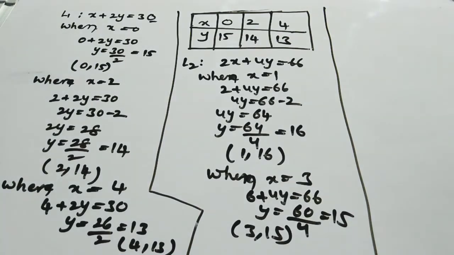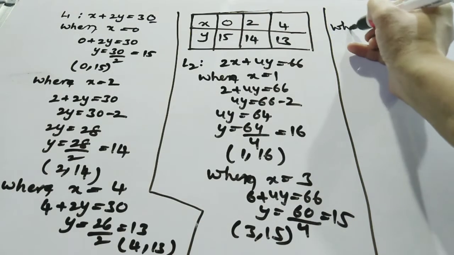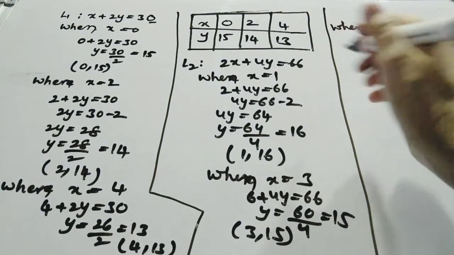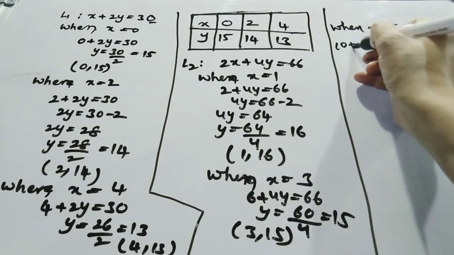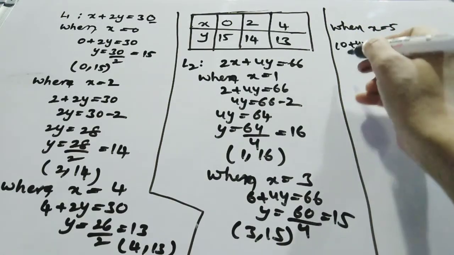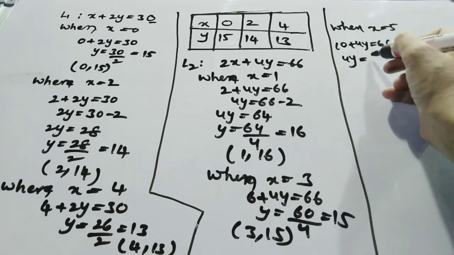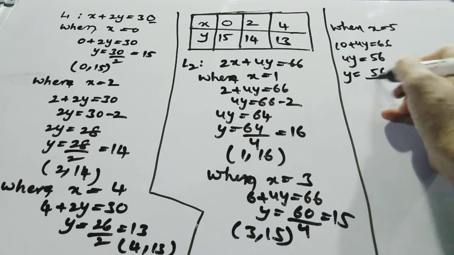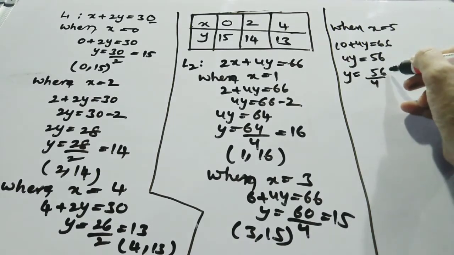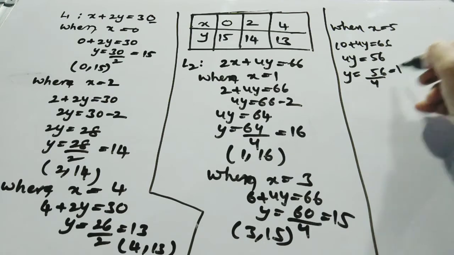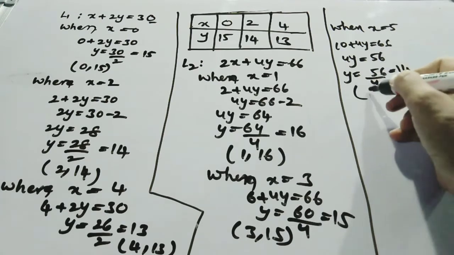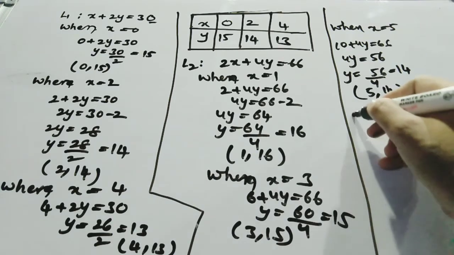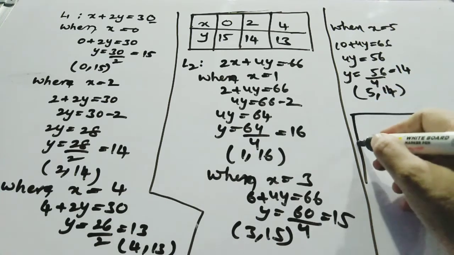When x is equal to 5, substitute in your equation: 5 twos are 10 plus 4y equal to 66. 4y equals 66 minus 10, you will get 56. y equal to 56 by 4, what value you will get? 14. So when x is 5, y is 14. This is to draw the L2 graph, the L2 table.